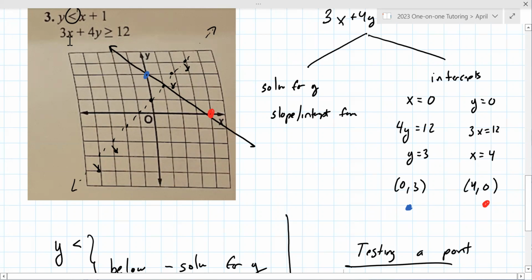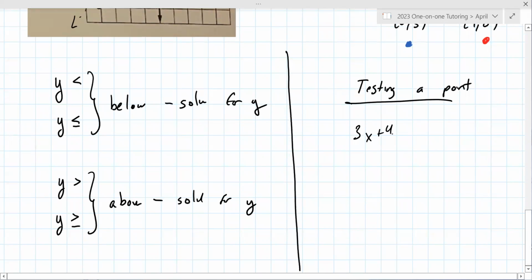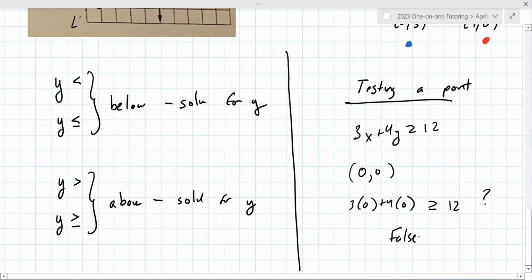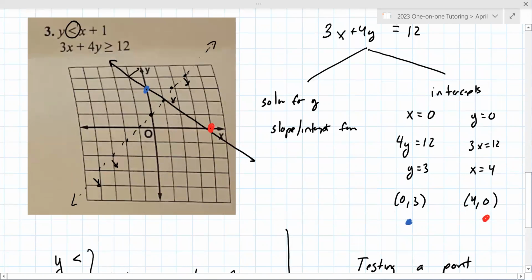All right, so you have to test a point. You typically test 0, 0. So we'll do that down here. 3x plus 4y greater than or equal to 12. We're going to test 0, 0. 3 times 0 plus 4 times 0. Is that greater than or equal to 12? What do you say, true or false? False. It's false, which means that you don't shade that side. You shade the other side.